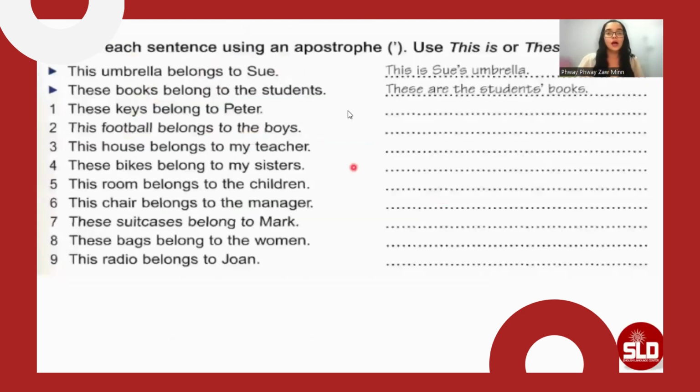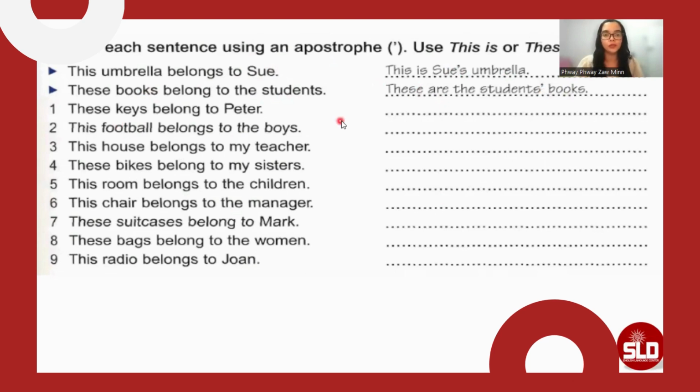Okay, how about we try an exercise here? Write each sentence using an apostrophe and also use this is or these are. The first one, this umbrella belongs to Sue. Here, singular, so we use this is Sue's umbrella. Or here, these books belong to the students. Books are plural, students are also plural, so we use these are and then students, with just an apostrophe.